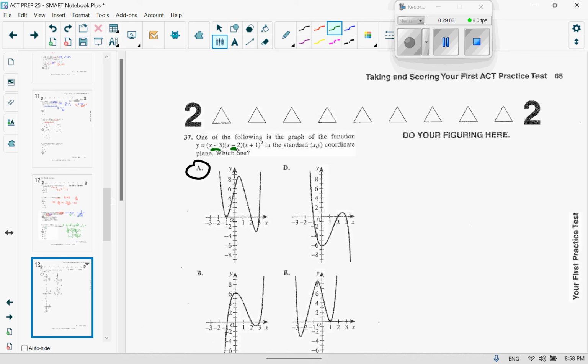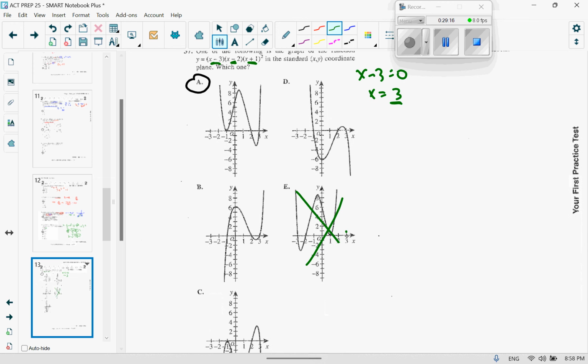This is in factored form, so all these are zeros. So remember that this would be like x minus 3 equals 0. So I have to have 3 as an x-intercept. So I can already cut off that answer. It doesn't have 3 as an x-intercept.